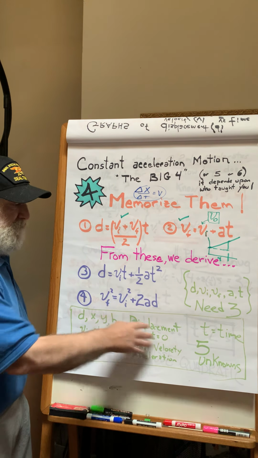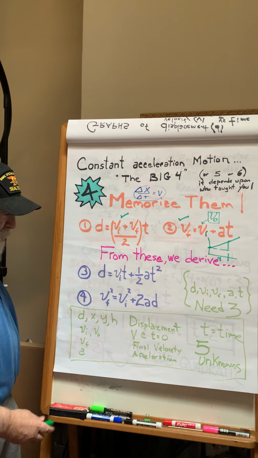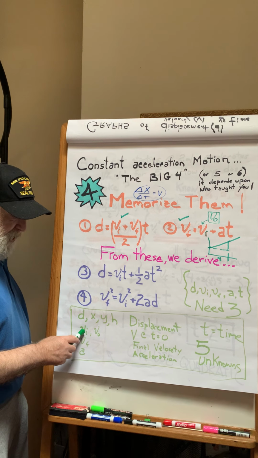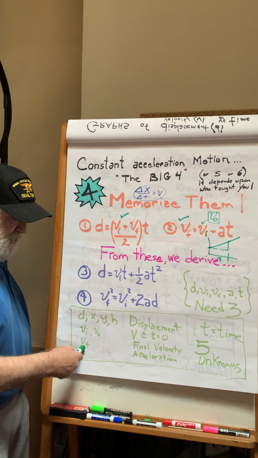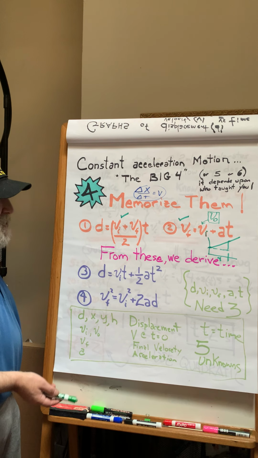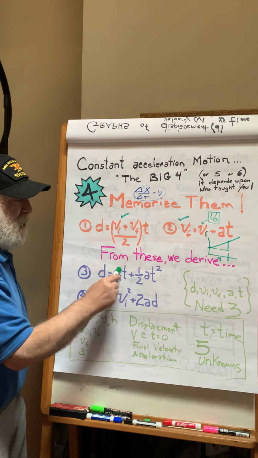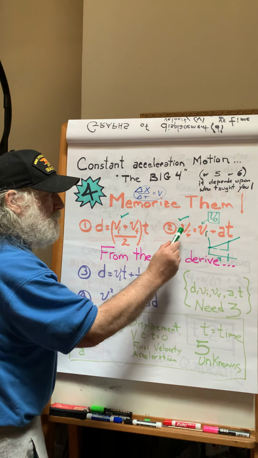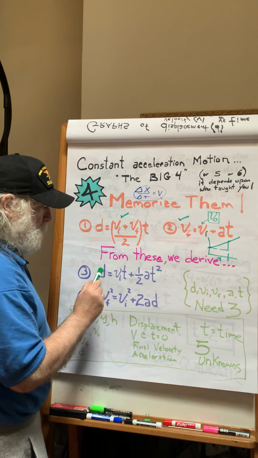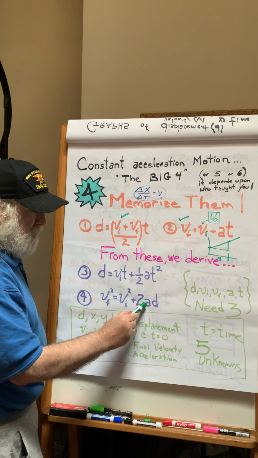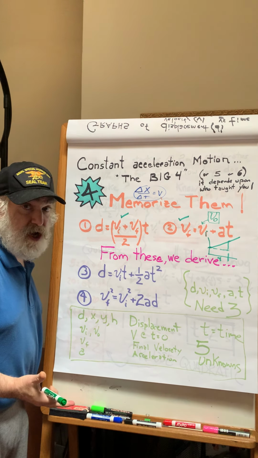And so there are five unknowns of interest to us: the acceleration, the initial velocity, the final velocity, the distance, and time, t. And every one of these equations contains how many variables? 1, 2, 3, 4. And yet there are five unknowns.